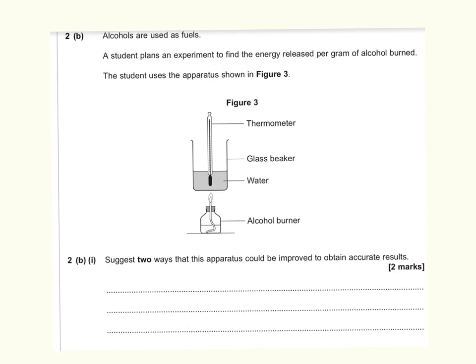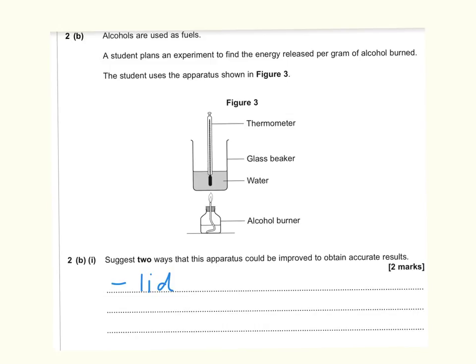Alcohols are used as fuels. A student plans to carry out an experiment to find the energy released per gram of an alcohol when burned. The student uses the apparatus shown in figure 3. Suggest 2 ways that this apparatus could be improved to obtain accurate results. Well, accurate means to get an answer as close to the true value as possible. So a few things you might do to make sure that the experiment was as accurate as possible. You might add a lid.